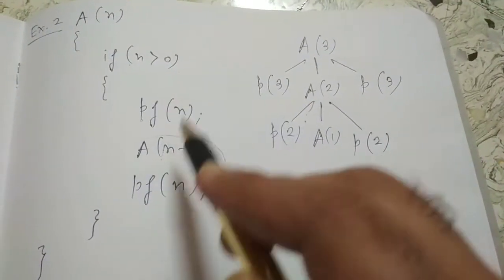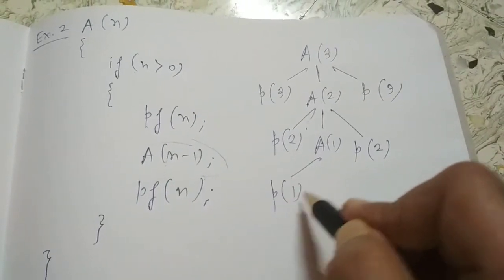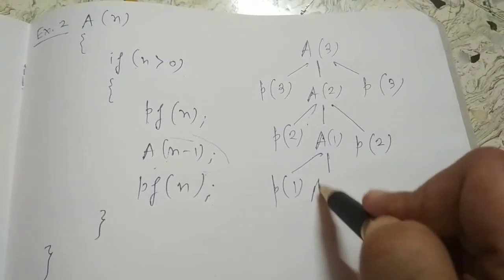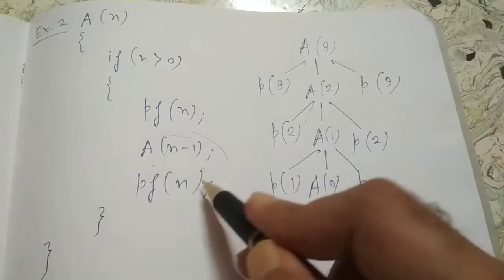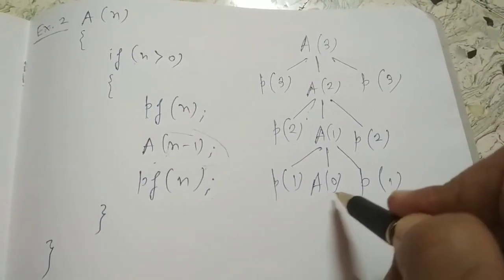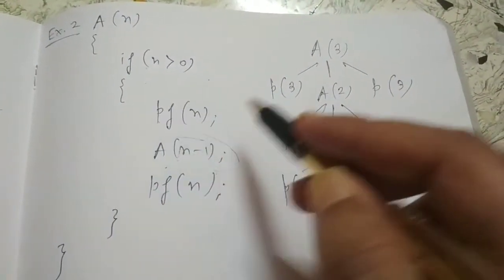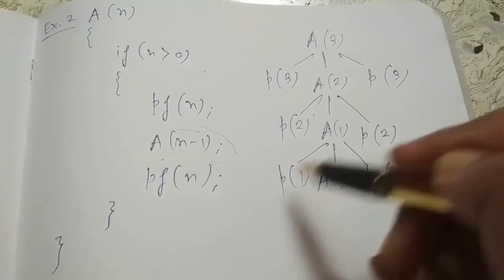And then there is a of 1. So is 1 greater than 0? Yes. So you print n. So you print 1 and then you invoke a of n minus 1. What is n? 1. So you invoke a of 0 and then you print n. What is the value of n? The value of n is 1. So you print 1. Now finally, when n is 0, is 0 greater than 0? No. So the condition is not satisfied. As a result, it terminates. Now we no longer need to expand this tree.